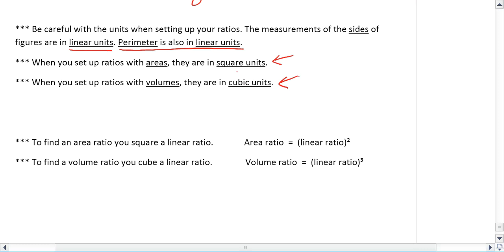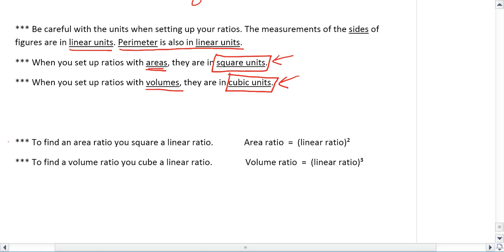And this is very, very different now. When we're asked to set up ratios with the areas of different shapes, we have to remember the area is in square units, and you can't use a linear ratio if you're talking about areas in square units. When we're asked to work with the volumes of different shapes, you need to remember that volume is measured in cubic units, and so you can't use a linear ratio for volume. You can't use an area ratio for volume. You have to use a volume ratio for volumes.